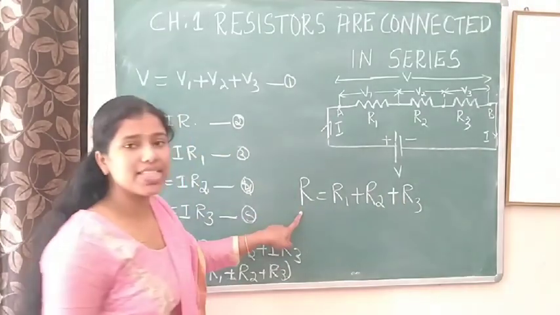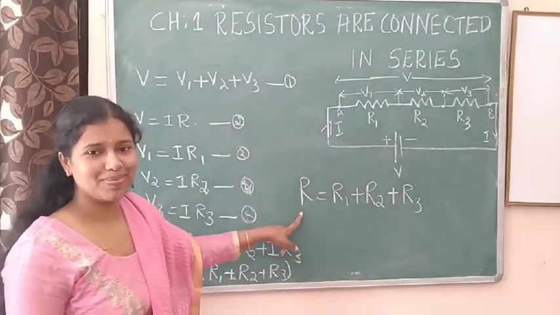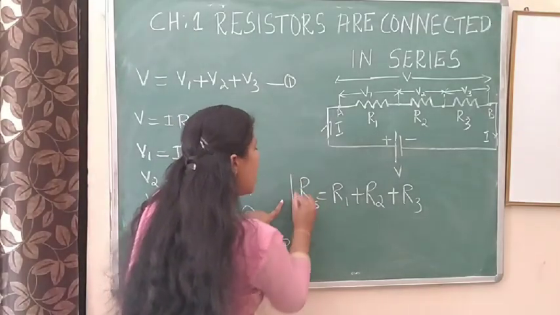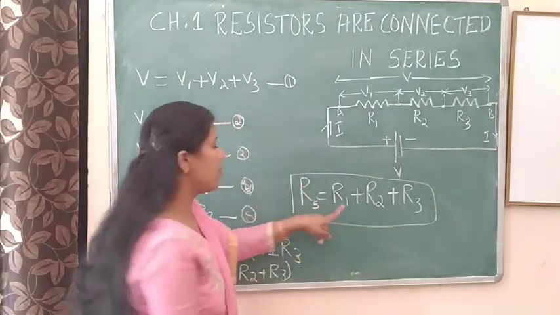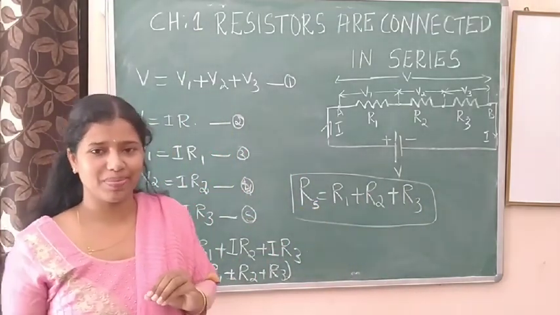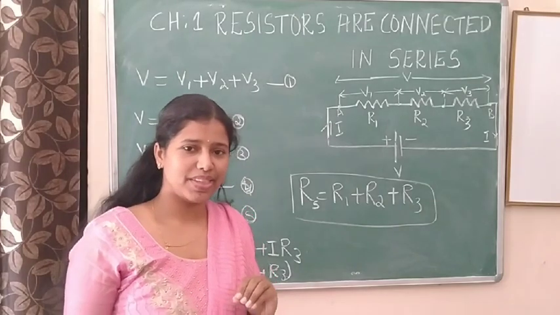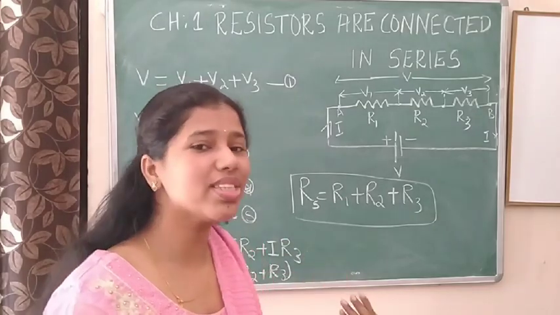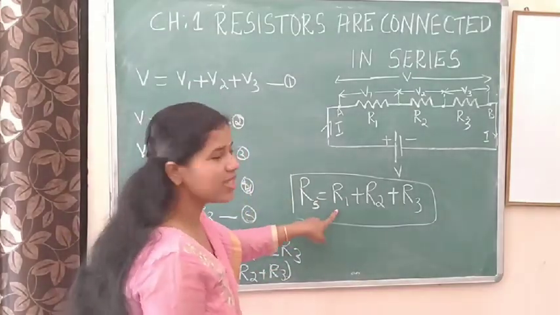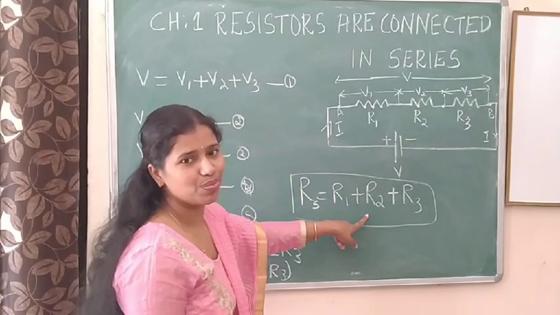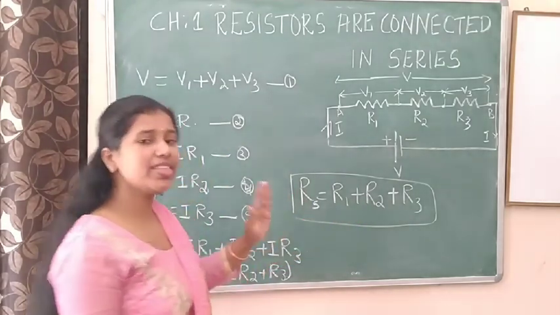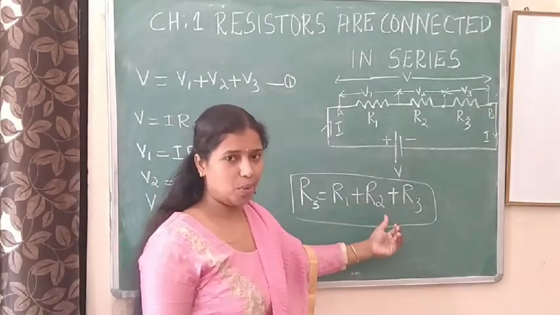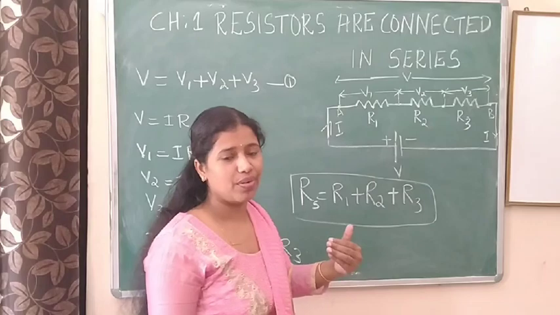Since these three resistors are connected in series, instead of R we write RS. RS is equal to R1 plus R2 plus R3. When two resistors are connected in series, RS is equal to R1 plus R2, only two. When four resistors are connected in series, RS is equal to R1 plus R2 plus R3 plus R4. We can write like this.